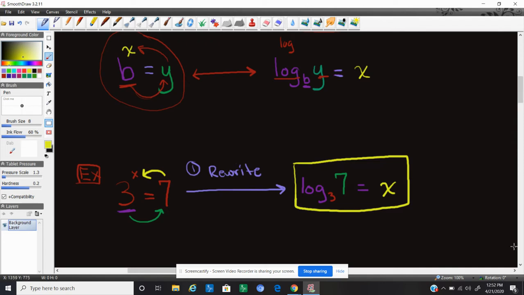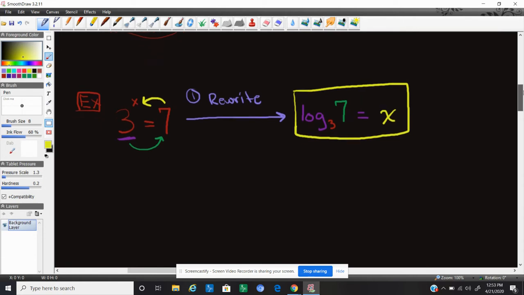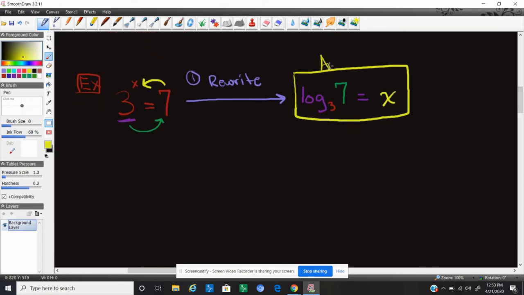But I'm going to have you go one step further and actually calculate this. So just so we're clear, this right here is the answer, log base 3 of 7. And that's how you say this. You would read this, log base 3 of 7 equals x. But what is this?